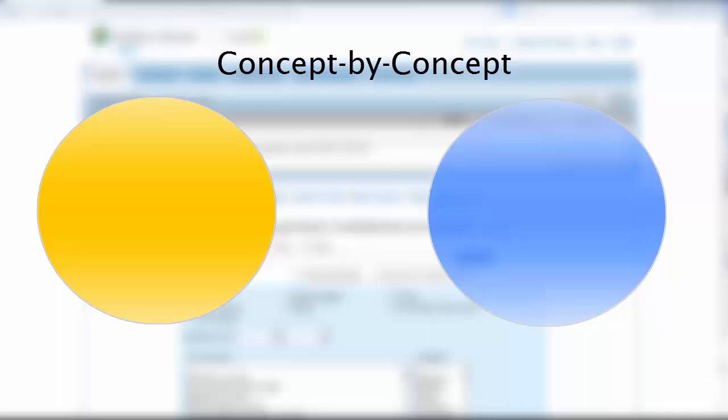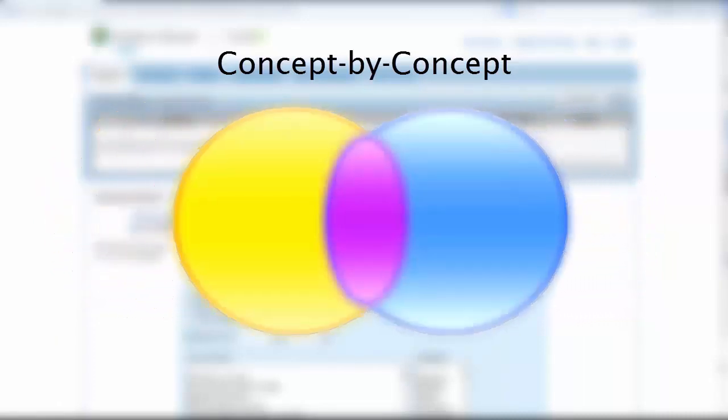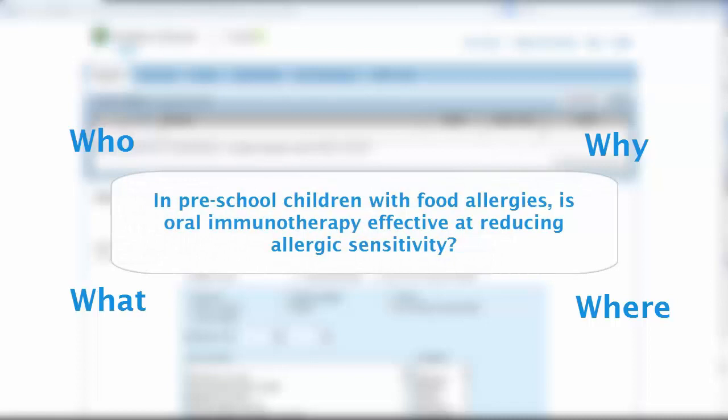When searching databases, we like to take a concept-by-concept approach. The easiest way to identify key concepts is to take the time to develop an effective search question. In real life, questions don't typically come in a form that is ready-made for searching, so take some time to consider your information needs. For the purposes of this tutorial, we will try to answer the following question. In preschool children with food allergies, is oral immunotherapy effective at reducing allergic sensitivity?